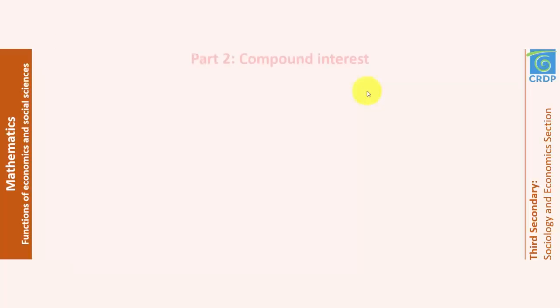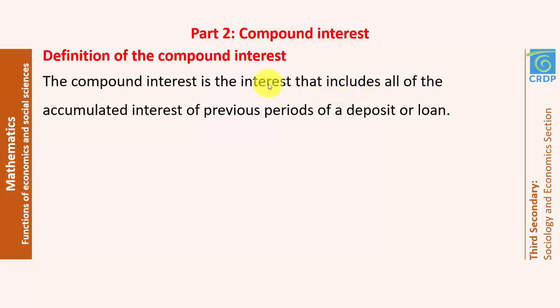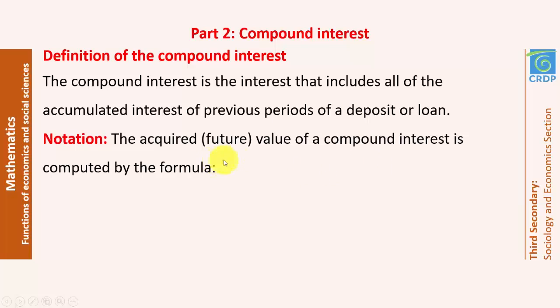The second part of this chapter is about compound interest. Compound interest is the interest that includes all of the accumulated interest of previous periods of a deposit or loan. We have a formula for the future value, or the acquired value. We don't have a formula directly for the interest. Actually, it's deduced from the future value.